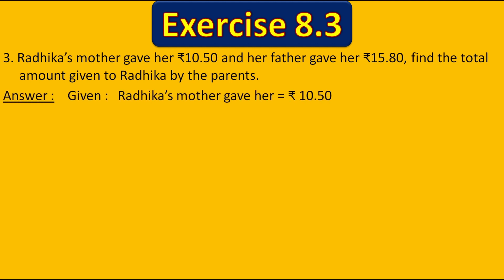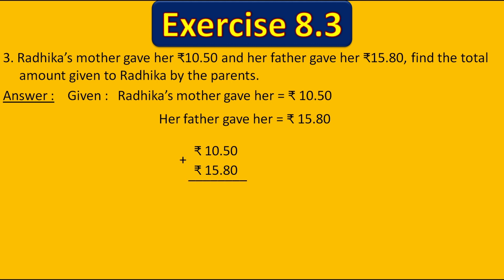Radhika's mother gave her rupees 10.50 and her father gave her rupees 15.80. So the total amount we have to add is rupees 10.50 plus 15.80. 0 plus 0 is 0, 8 plus 5 is 13. So 1 is carried forward.